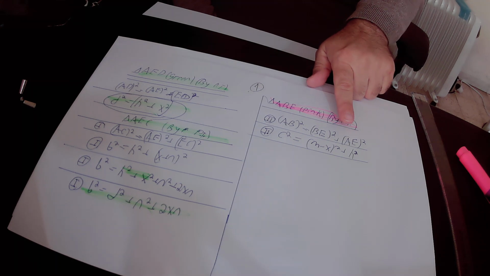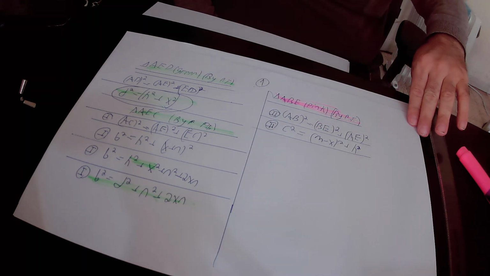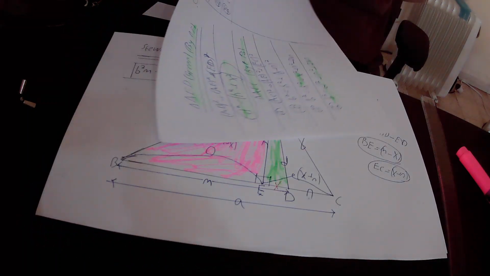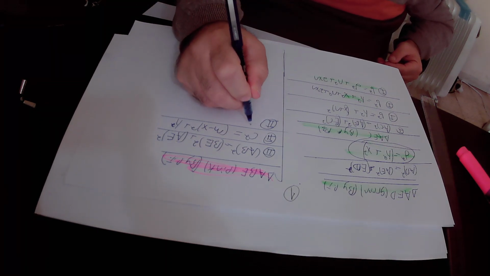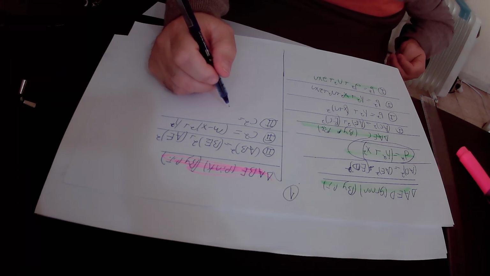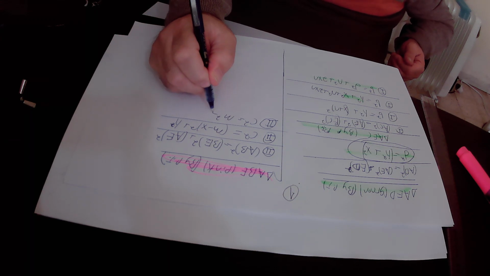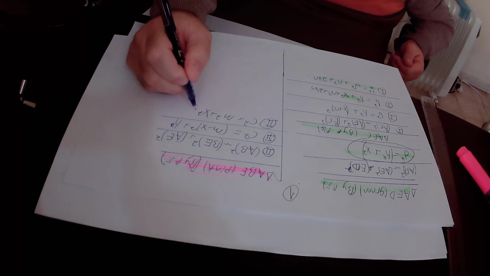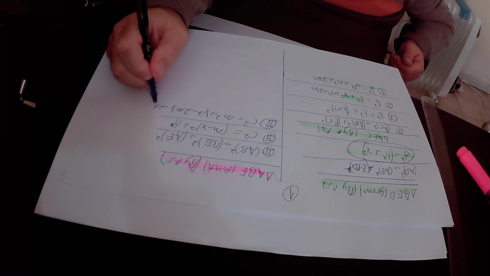plus h square. Here we'll open the brackets on this side of equation number 2, and we get that according to equation number 2, C square equals (m minus x) square. According to the algebraic identity, (a minus b) square equals a square plus b square minus 2 times ab, we'll get that (m minus x) square equals m square plus x square minus 2 times mx, plus h square.